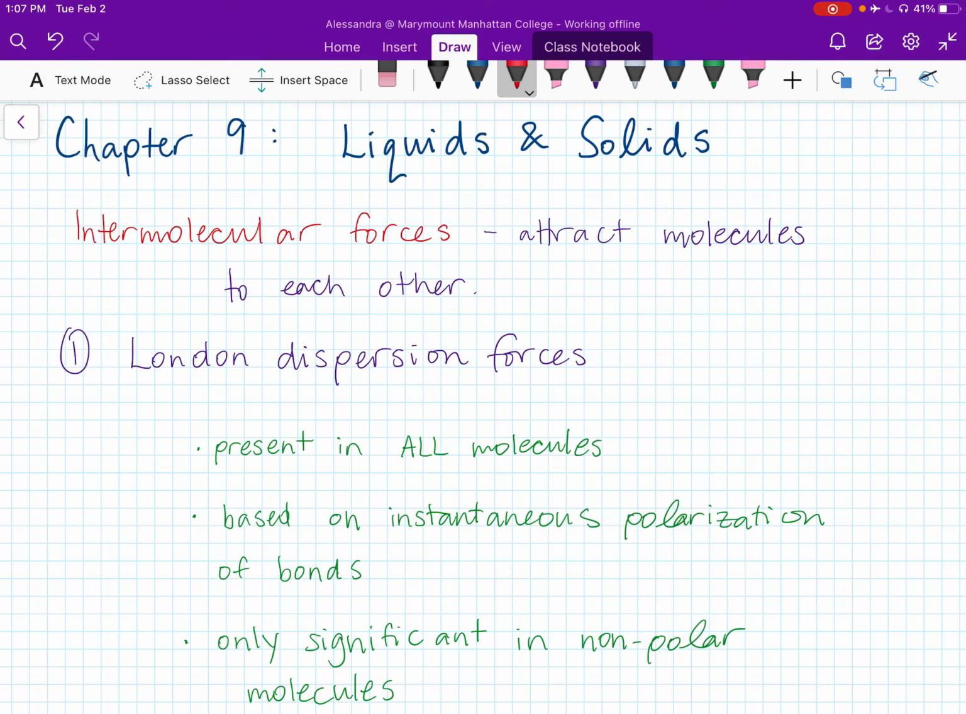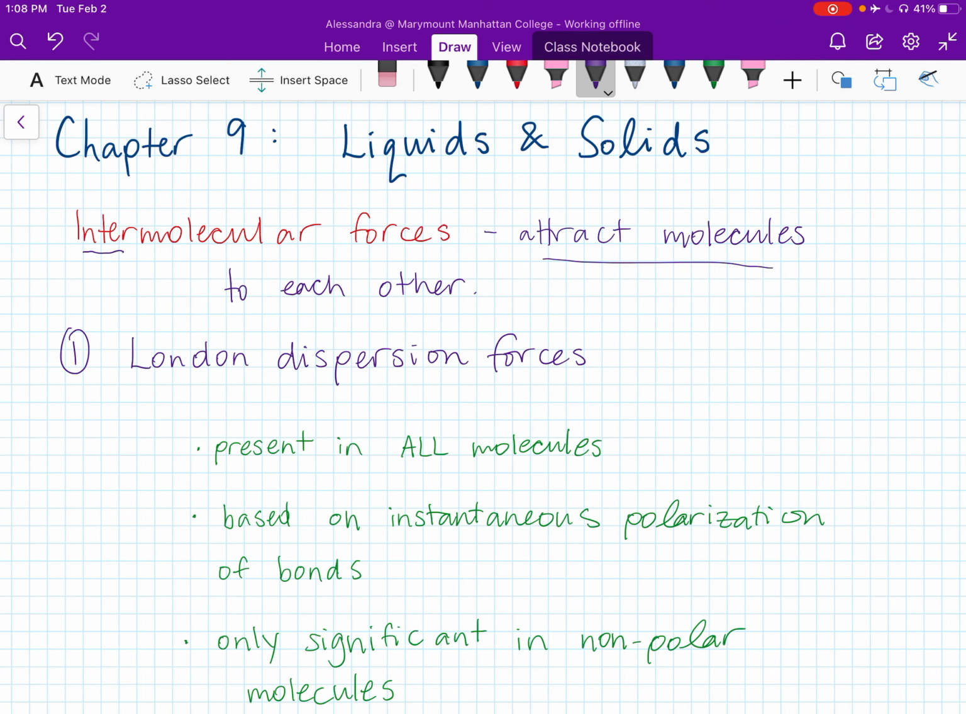All right, let's kick off our discussion of Chapter 9 on liquids and solids. If we're thinking about the physical properties of liquids and solids, we need to define intermolecular forces. As the inter prefix reveals, this phrase refers to forces that exist between molecules. In fact, they are forces that attract molecules to each other. So intermolecular forces are what hold molecules together in liquid or solid form.